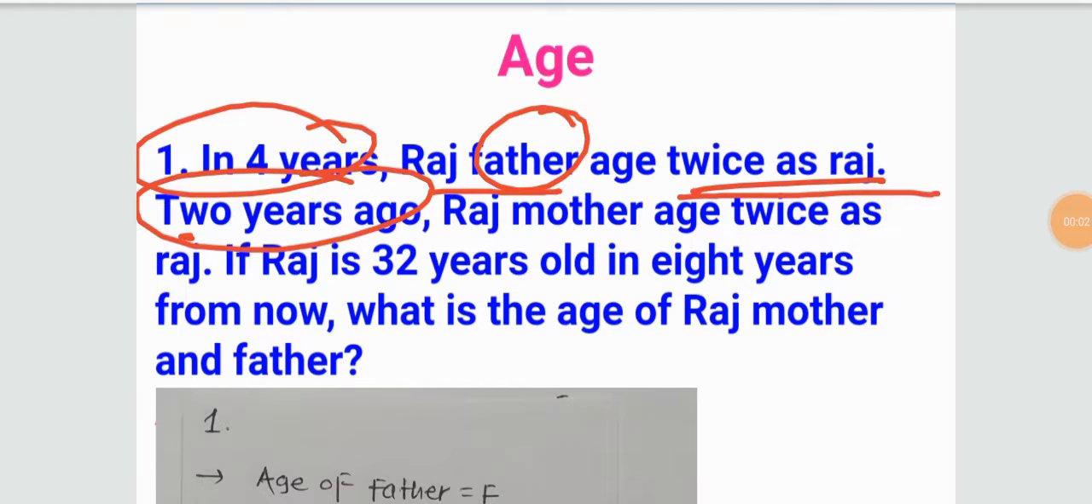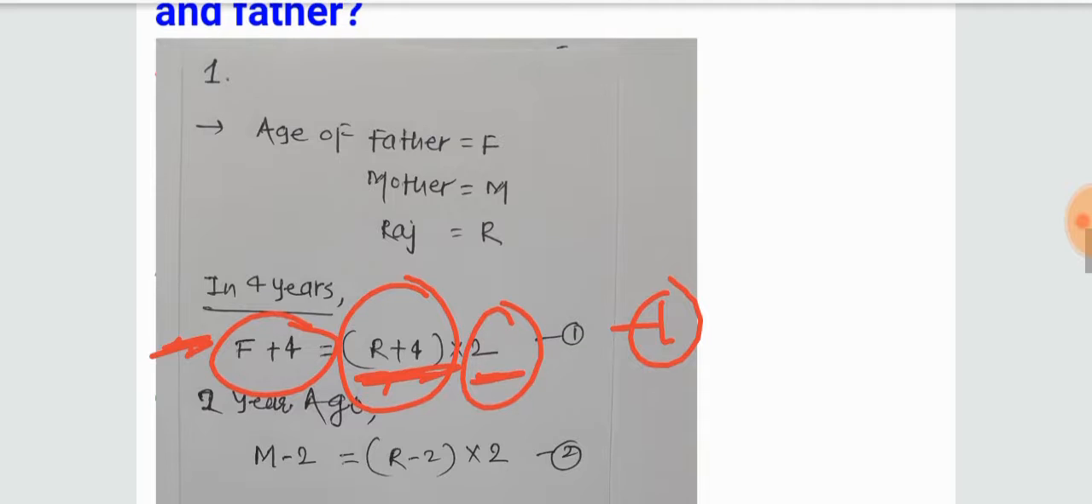Now let us solve the first sum. Read the sum. In 4 years, after 4 years, means age should be added. Raj's father's age is twice that of Raj. Let's put it into the equation. After 4 years, Raj's father's age f plus 4 should be twice the age of Raj. Raj's age after 4 years is r plus 4, into 2.